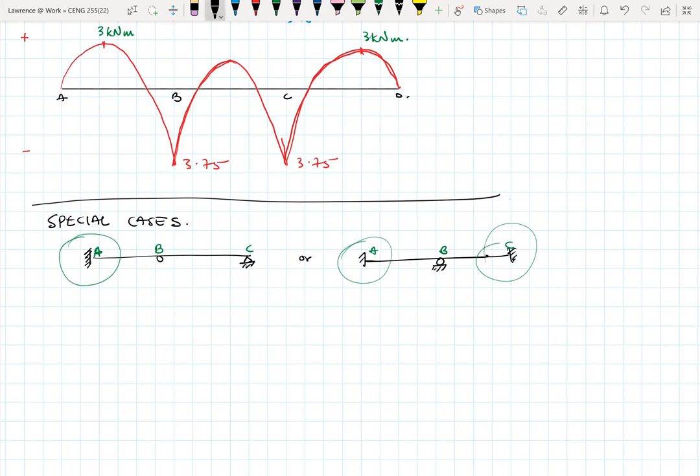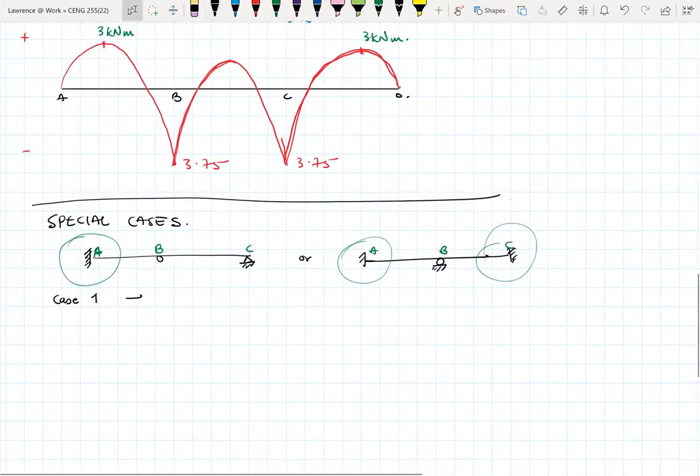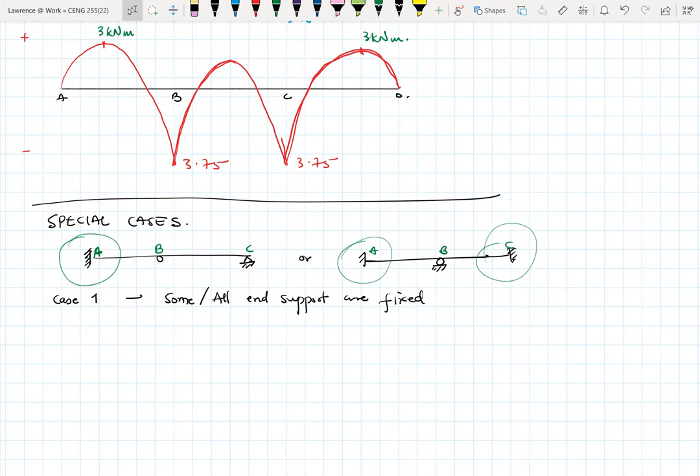So here we are looking at case 1. Okay. Where some or maybe all end supports are fixed supports. Okay. So in the first, the one on the left, only one of the supports is fixed, but then the option on the right, the 2 supports at the extreme ends are all fixed.